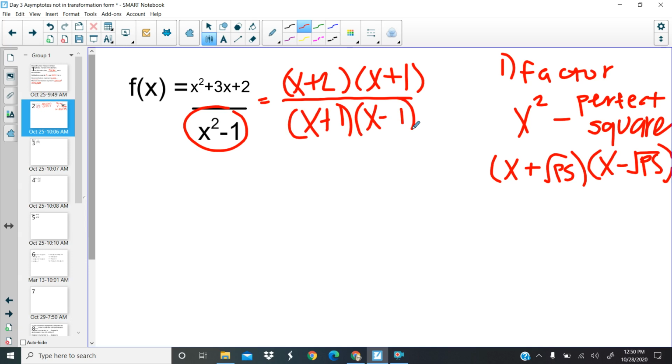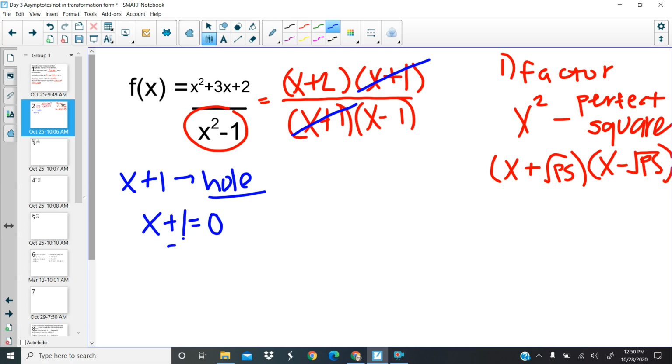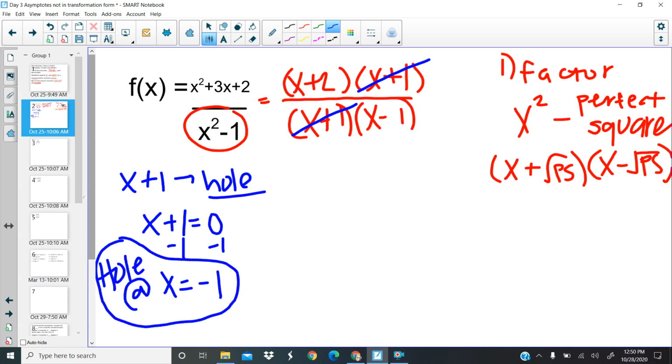So then we're going to look at these and we can cross out common factors. So we have an x plus 1 in the numerator and denominator. So that means we can cross that out. So the x plus 1 factor is going to give us a hole. So to find out where that hole is, we're going to set x plus 1 equal to 0. Then we're going to subtract 1 from both sides to solve for x, and you get that x equals negative 1. And so the way that we would word that for our answer is that we have a hole on the graph at x equals negative 1.